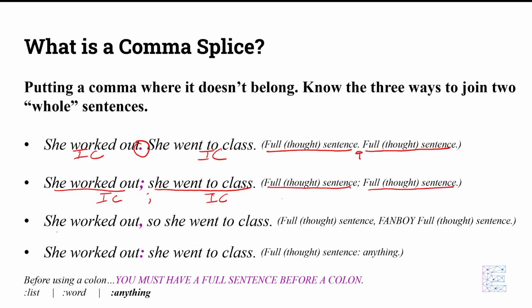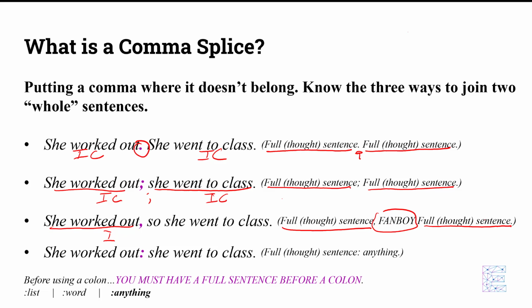All right, the third thing that we saw is to be able to use a comma FANBOY, you need an independent clause on the left and you bring a comma FANBOY. Remember, you can't just use a comma. That would be a mistake. That would be the comma splice. If you have two independent clauses, you use a comma FANBOY. So a full sentence on the left, comma FANBOY, a full sentence to the right of that.